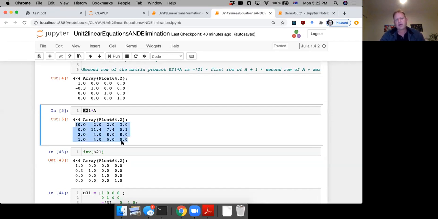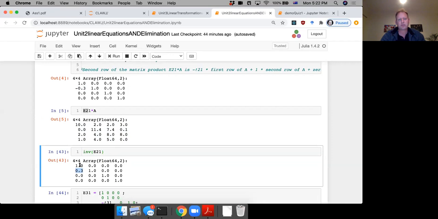The only thing I would need to do is, instead of having this negative L21 here, I need to have a positive L21 here. Of course, you can check that this is the inverse just by doing the multiplication, that it goes back. I'm adding the 0.3 times the first row, not subtracting. Just keep in mind that these elementary matrices are invertible with a very explicit inverse.